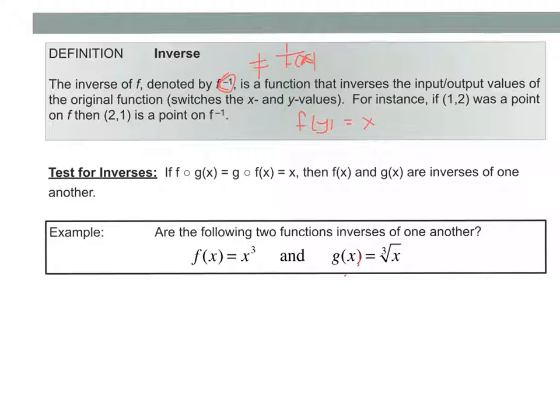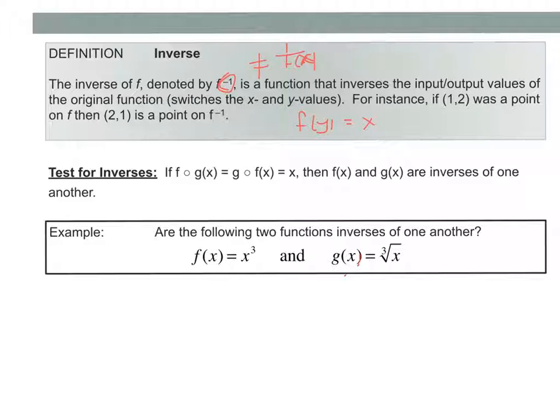So for instance, on a graph, if (1, 2) was on your original graph, (2, 1) would be on your inverse, because they just flip. So all the points in your whole graph flip and make a new graph. That's what happens. Oh, sorry, this is a test for inverses.